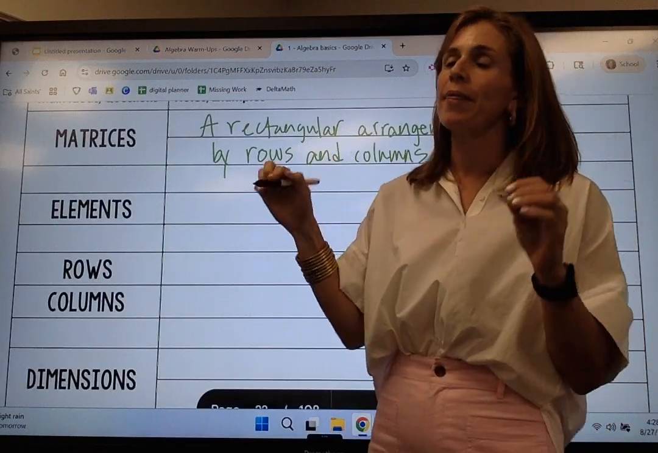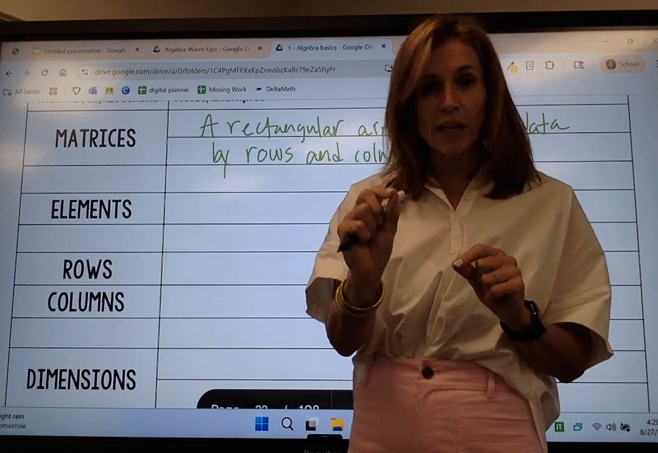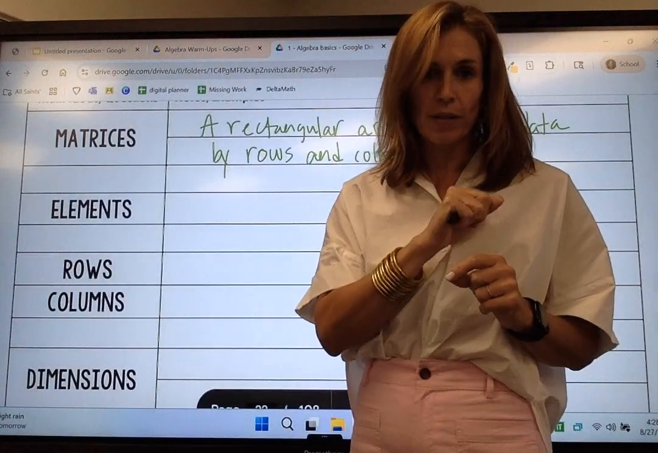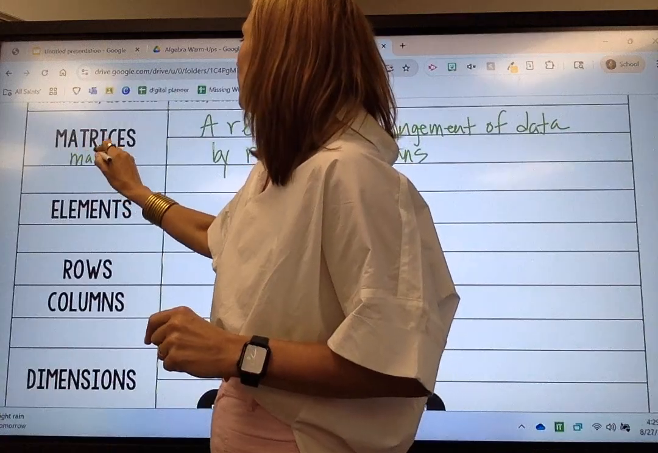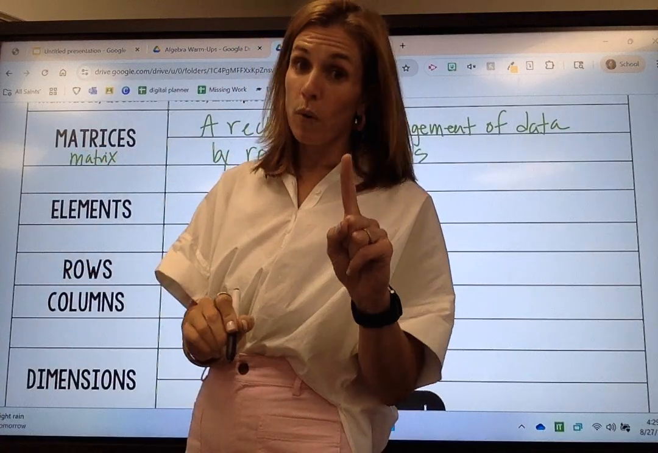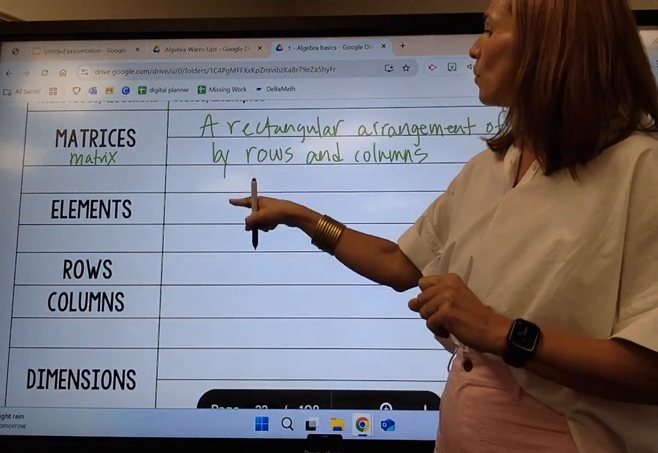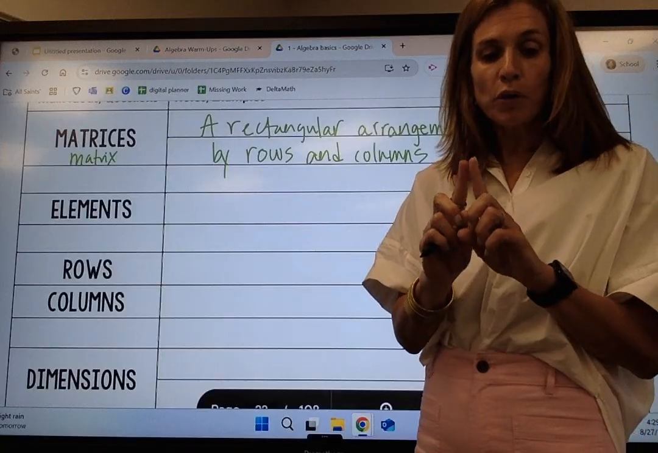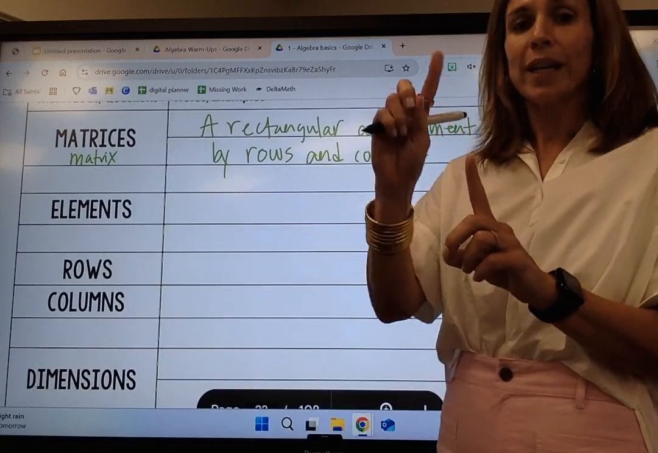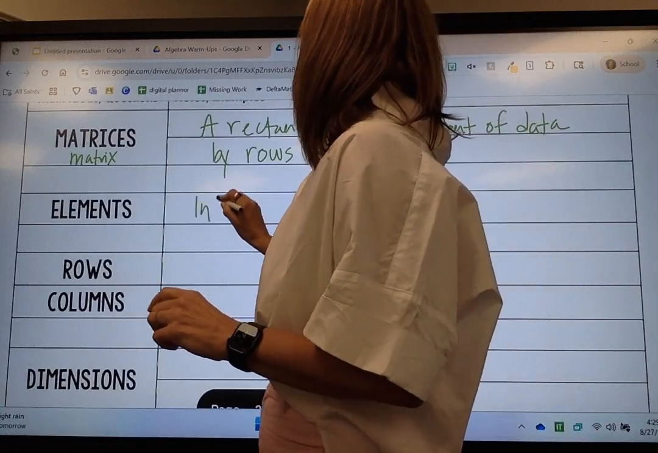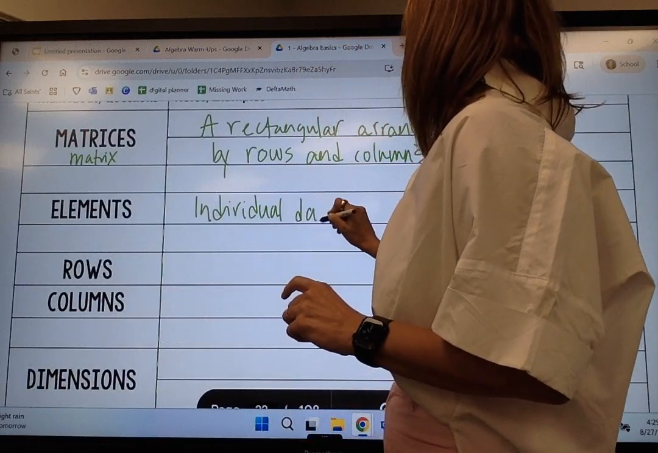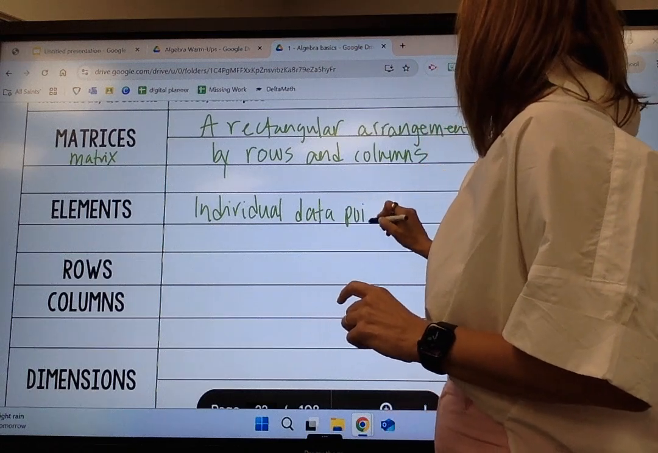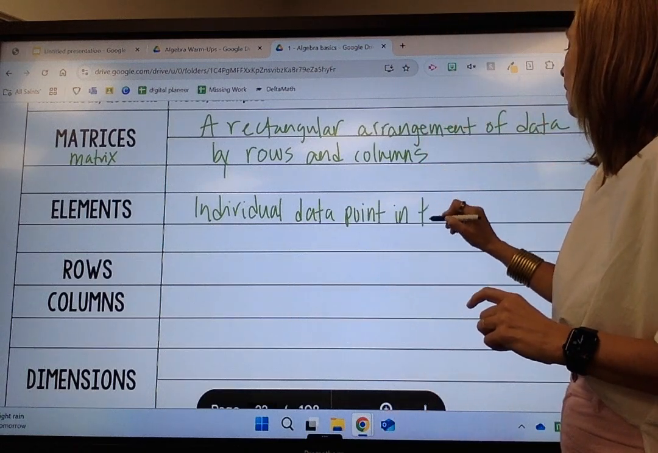What is an element? The element is one particular placement in the matrix. Okay, so matrices is plural. Matrix is one matrix. So the element is one particular individual number in the matrix. So an individual data point in the matrix.